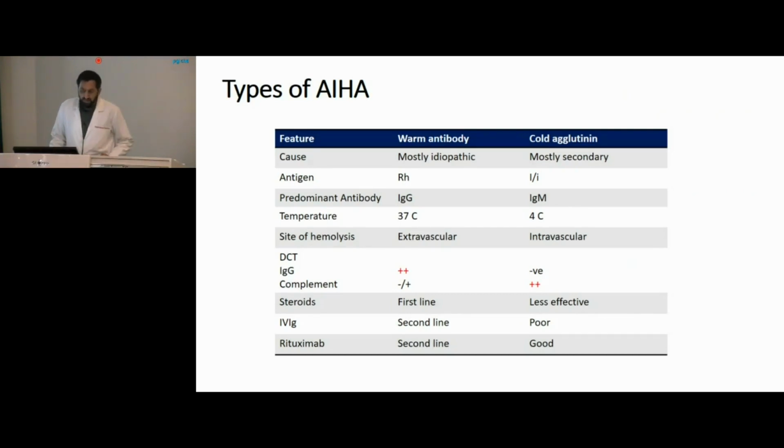Steroids are first line therapy in case of warm antibody, and they are less effective in case of cold agglutinin. Immunoglobulins are the second line. They have a poor response in cold agglutinin, and rituximab has a good response in cold agglutinin.